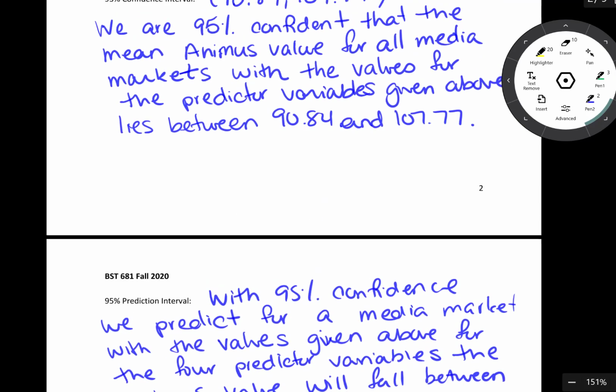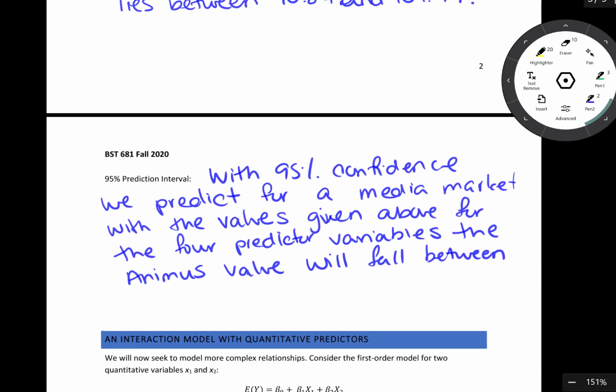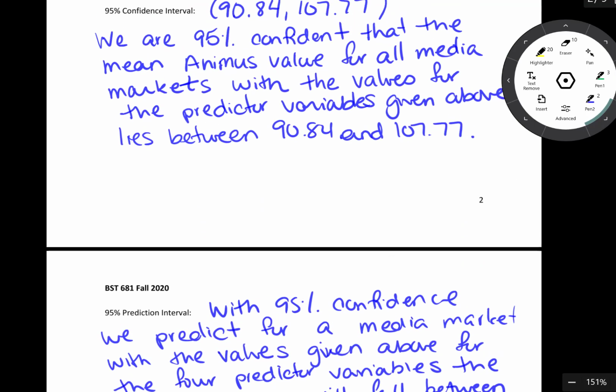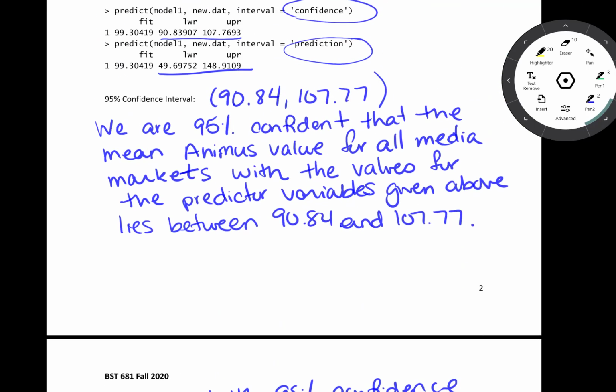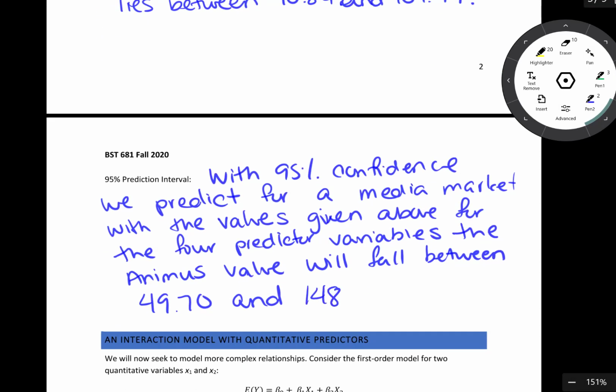Let me go up here and look at that interval. Remember, here's our prediction interval. So we've got 49.7 and, looks like we have, 148.91. Again, the difference between these 2 types of intervals is exactly the same as when we talked about simple linear regression. Really the only difference here is that we've got more predictor variables that we're plugging into our prediction equation.